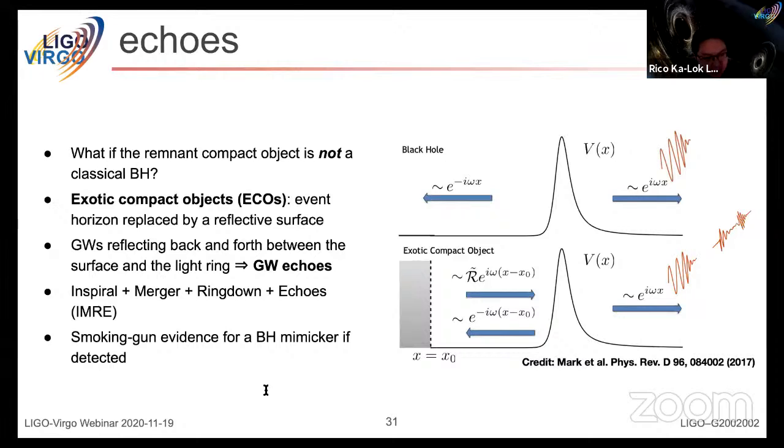So instead of seeing inspiral, merger and ringdown, we expect to see inspiral, merger, ringdown, echoes, what we call the IMRE model. This is because the light ring of the exotic compact object and the reflective surface effectively form a cavity trapping the gravitational wave, and the echoes are the gravitational wave leaking through the potential barrier. It would be smoking gun evidence for a black hole mimicker if we detect these gravitational wave echoes. Next slide, please.